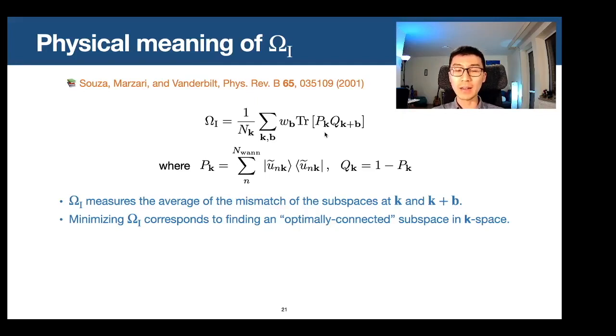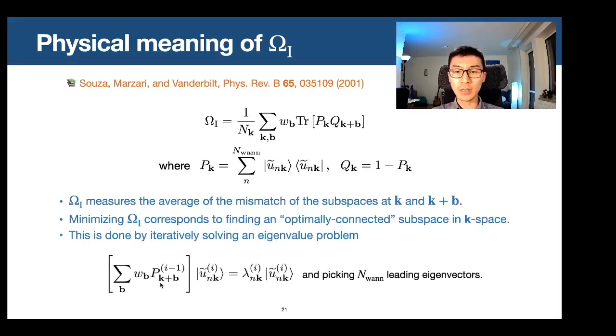It means that if omega I is small, then our character has very small spillage or leakage throughout the k-space. To minimize omega I, we can solve the following eigenvalue problem for this projection operator iteratively. I show you this equation to give you an idea of how expensive the calculation is. The computation cost for this step corresponds to diagonalization of this Hamiltonian, whose dimension is the number of Bloch functions. So it's not that big, and it can be done very efficiently.